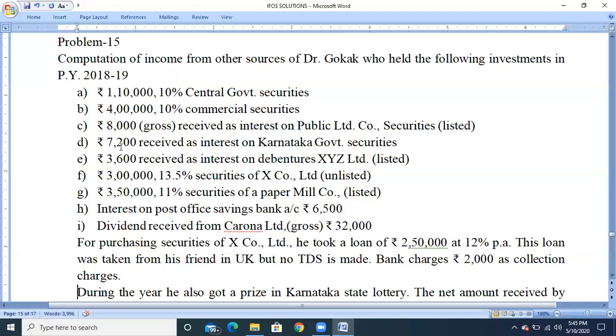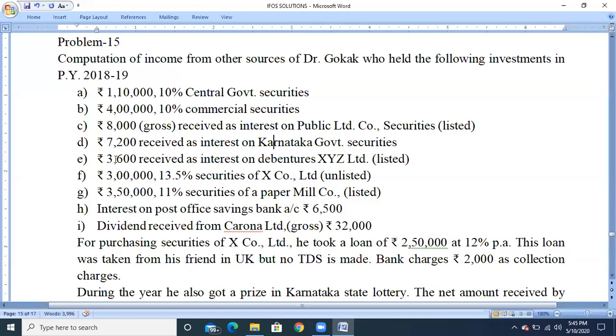Next, fourth one, rupees 7,200 received as interest on Karnataka government securities. So no word tax free, so it will be treated as less tax securities issued by the Karnataka state government. So it's a government security and no tax will be deducted from these sources. So directly it will be taken as income from other sources.